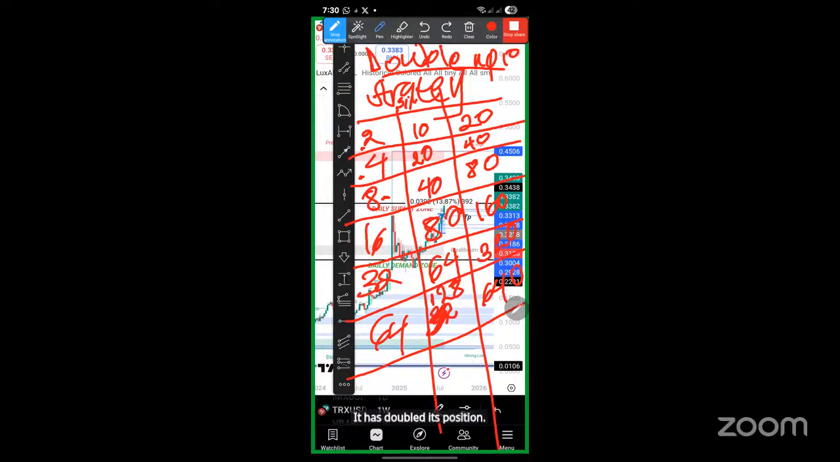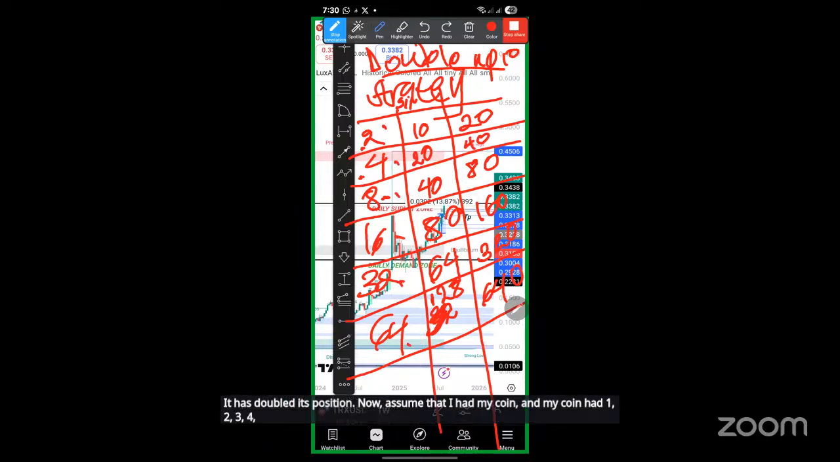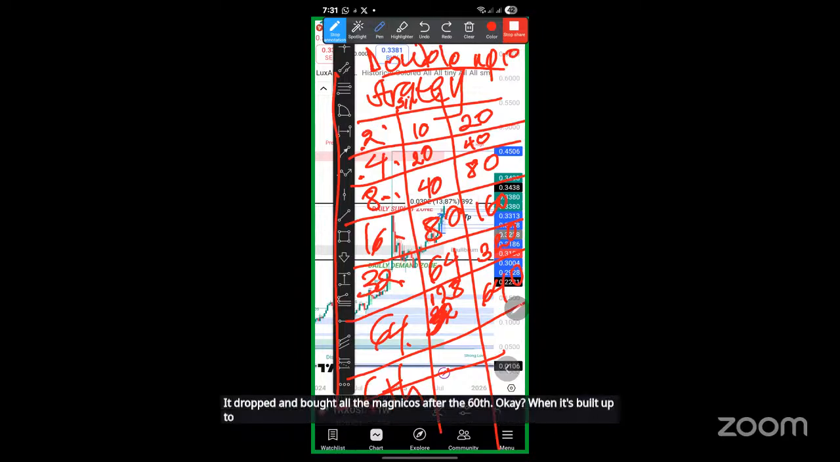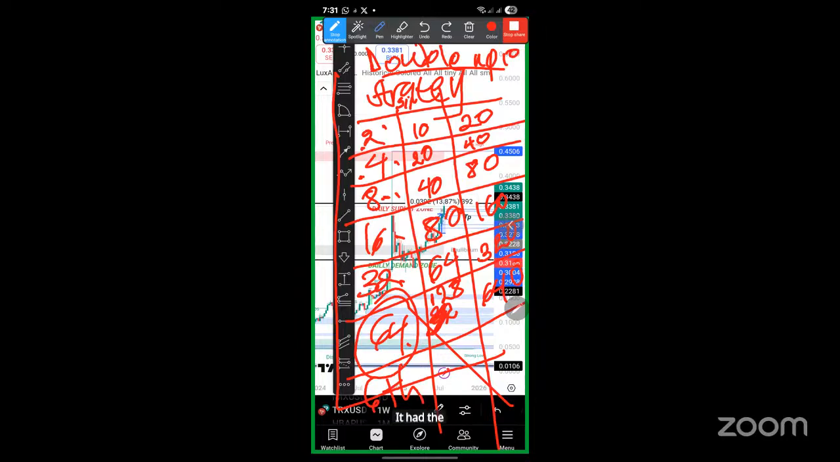Now assume that I had my coin and my coin had 1, 2, 3, 4, 5, 6 margin calls. It dropped and bought all the margin calls up to the 6th. When it bought up to the last margin call, it had 640.